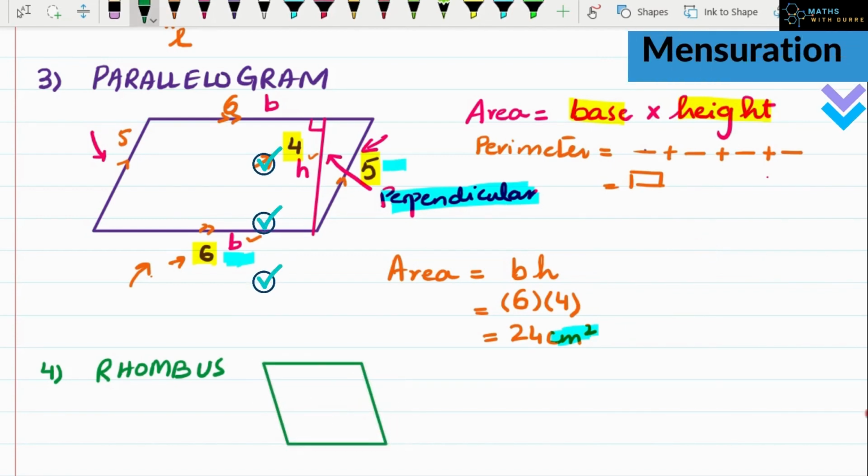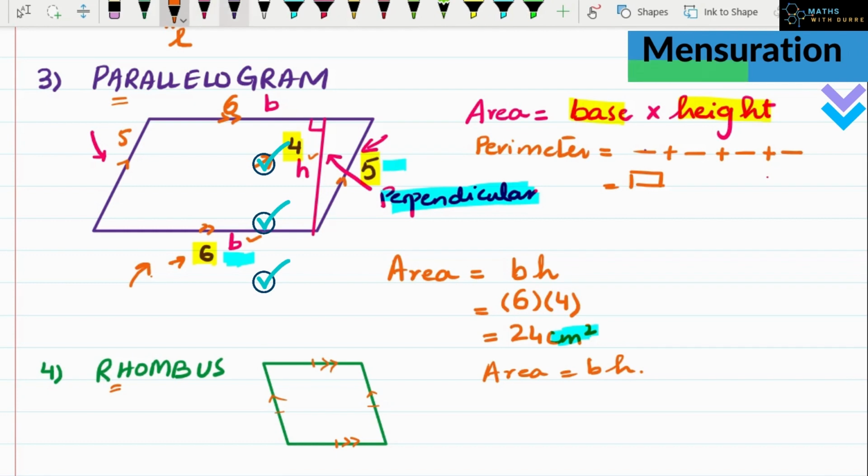Okay, so all its sides are always equal, right? And opposite sides are parallel too. Yes, of course. But remember one thing: the area of a parallelogram and a rhombus is always the same. So its area will also be base times height, but just identify which side will be the base.